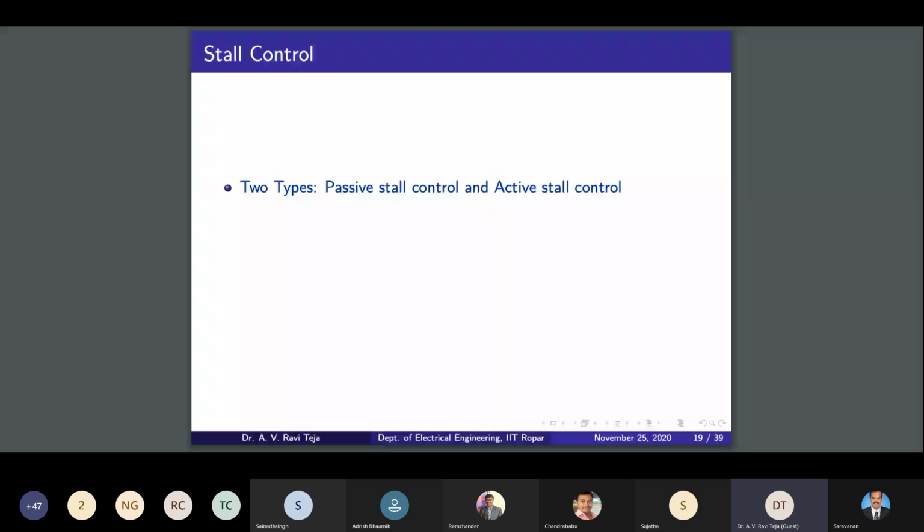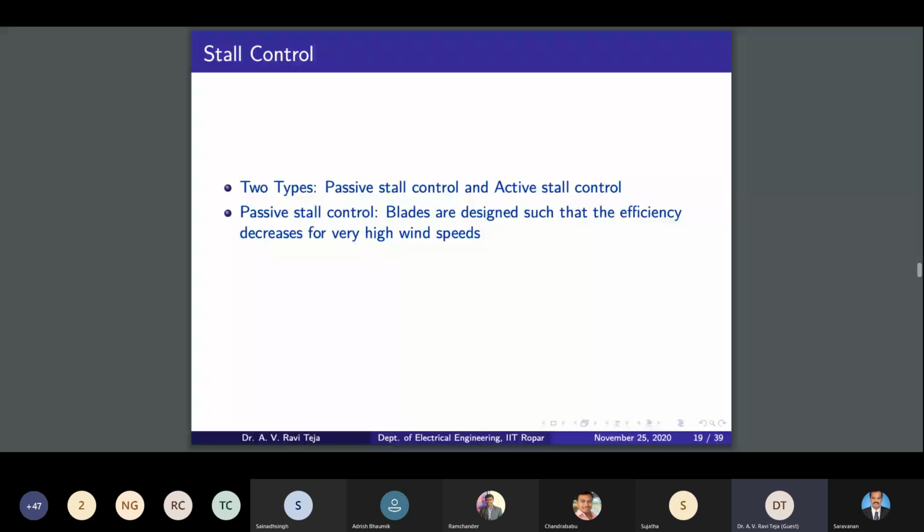Okay? So there is another type of control which is called stall control. And this stall control has two types: passive stall control and active stall control. Passive stall control is where blades are designed such that efficiency decreases for very high winds. Stall means you are stopping the wind turbine, right? So if very high winds are there, then the blades itself are not rotating. That means the drag force will automatically increase. That is taken care of in the blade mechanical design itself, right?